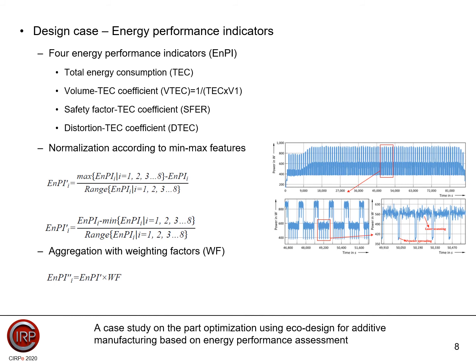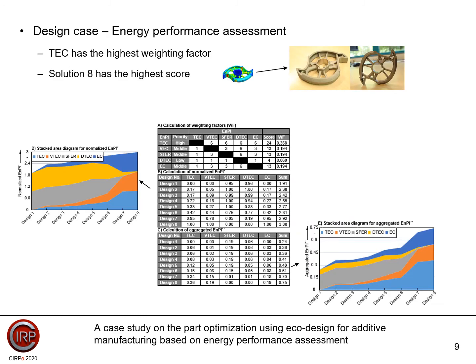And afterward, because different performance indicators have different weighting factors, the normalized value will be multiplied with the weighting factors. The result of the multiplication is the aggregated value, and we will evaluate the energy performance of all design solutions based on the aggregated values.